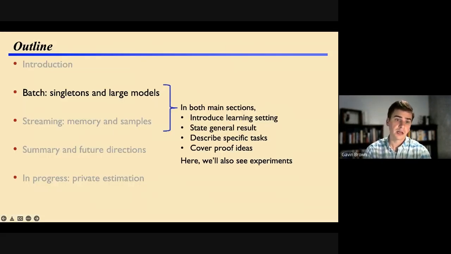We'll now move to talking about our batch results. In both this and the streaming section, we'll follow the same formula. I'll introduce the learning setting and state a general theorem, which will apply to multiple results. And then I'll describe the specific tasks that it applies to. And finally, we'll cover some proof ideas. And in this section, we'll also see the experiments that we've conducted to supplement our theorems.